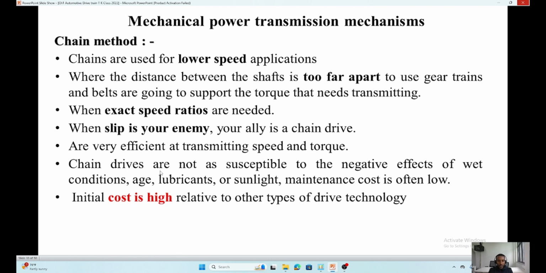Chain drives are not as susceptible to the negative effects of conditions like age, lubricants, or sunlight. Maintenance cost is often low due to these factors, because if you expose chain and belt to light, they are durable. The only disadvantage of chain is that the initial cost is relatively very high compared to the other technologies.